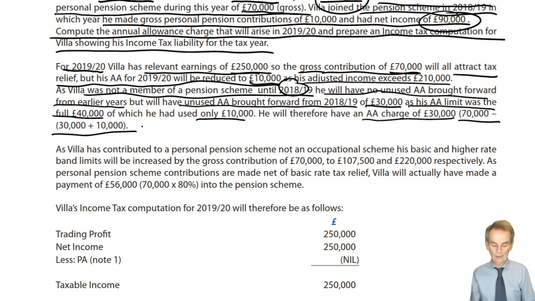Let's just see how we got very quickly to that calculation of what the AA charge would be. Obviously, we've got to define the tax calculation on that as well within the income tax computation. What we see is that for the current year, 1920, we're going to have 10,000 as our AA limit. We then have brought forward from just 1 year, the 1819 tax year, £30,000 of unused AA. That therefore in total is 40,000 as our maximum total pension input allowed for the year. But we've made a gross contribution of 70. 70 minus 40, therefore, there's your £30,000.